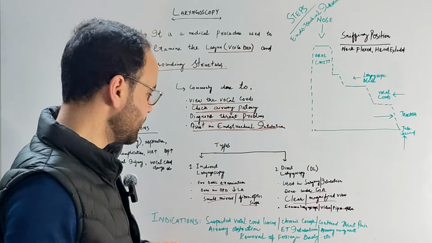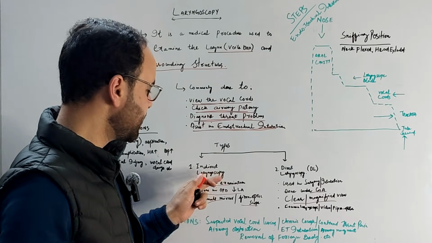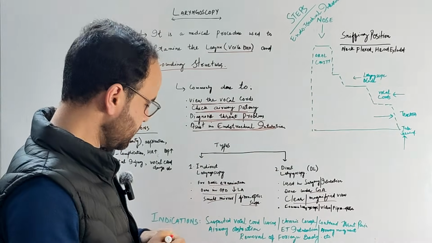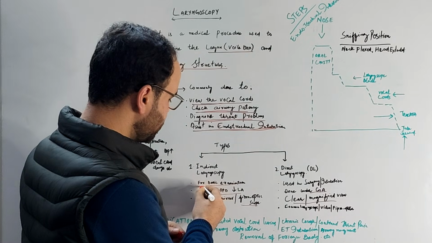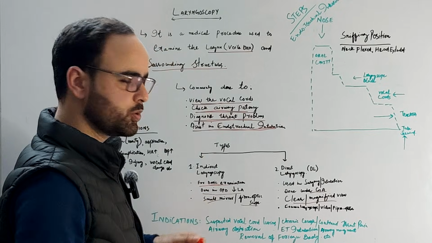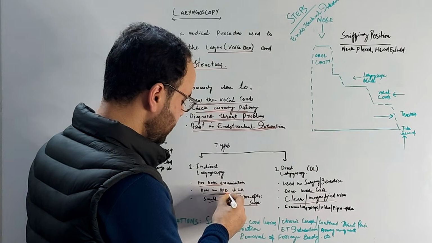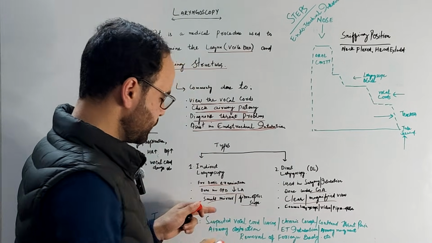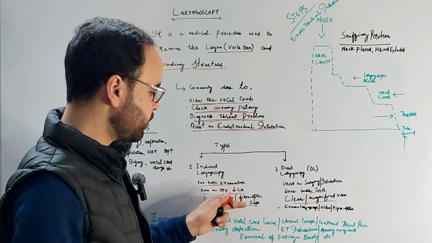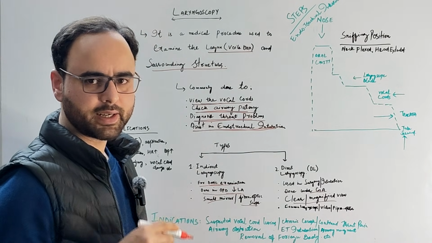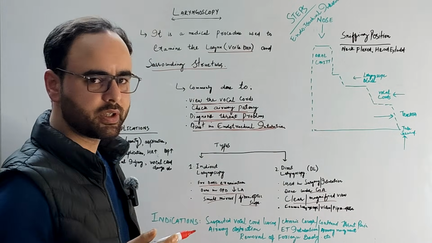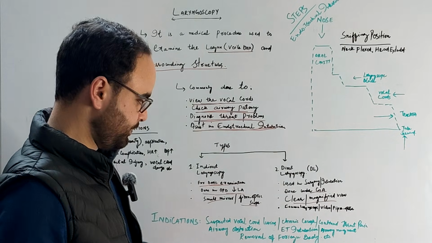These are the things for which laryngoscopy is commonly done. In the types we have the indirect laryngoscopy and the direct one. Indirect laryngoscopy is done for the basic examination, usually in the OPDs under local anesthesia. A small mirror or some fiber optic scope is used to view the targeted structures where we basically want to view.